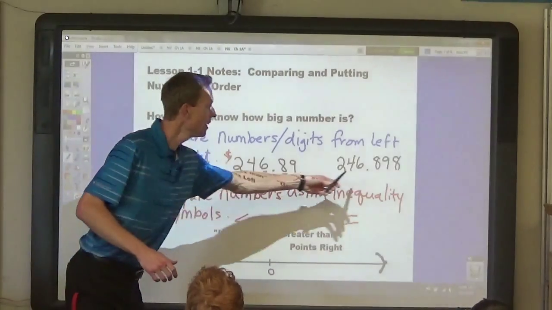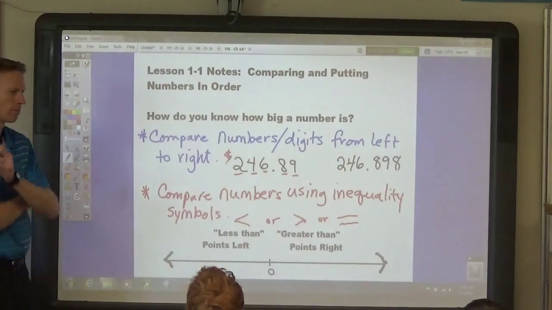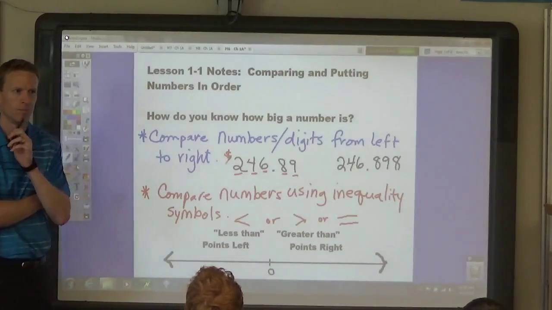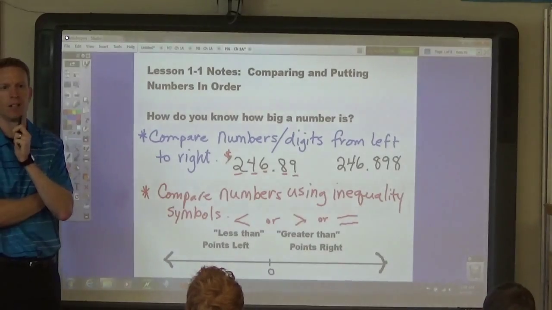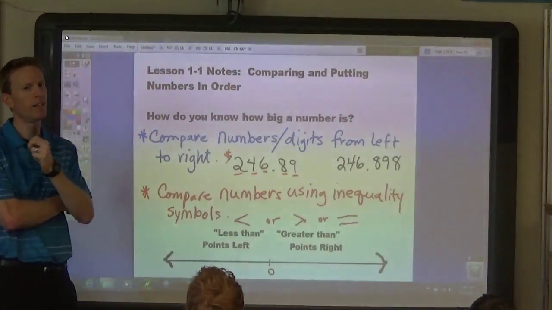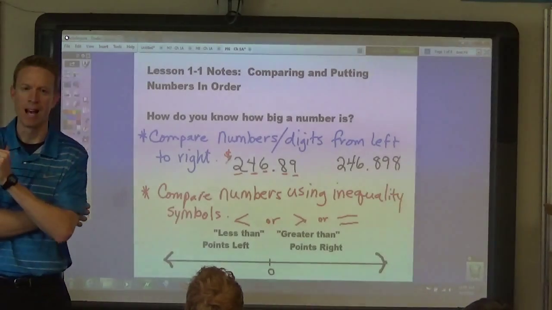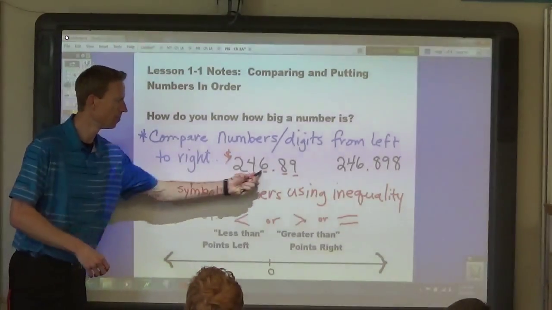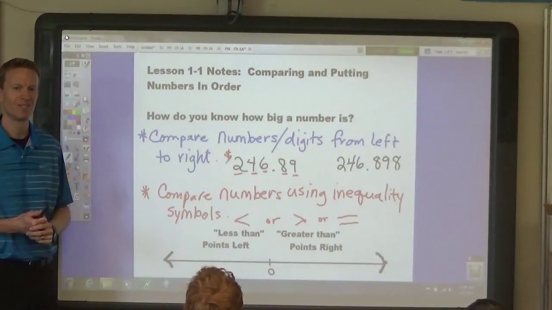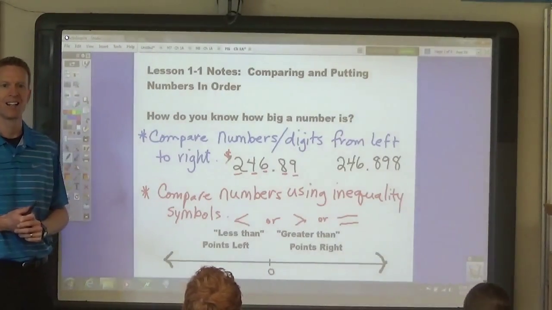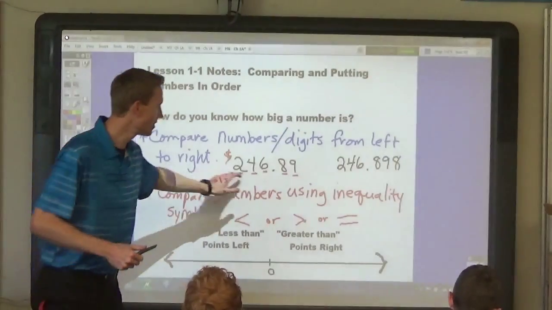Well, let's look at these two numbers. How would we compare them? Which one is greater and which one is less? I'm going to call on you and I want you to read the numbers to me, okay? Max, you read this number. 246. Good, good.